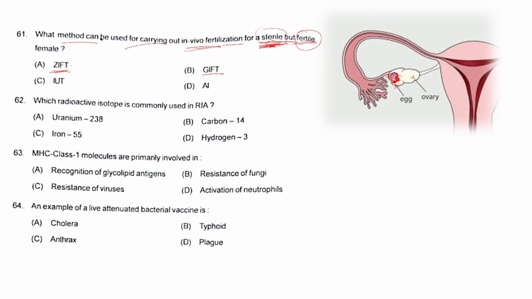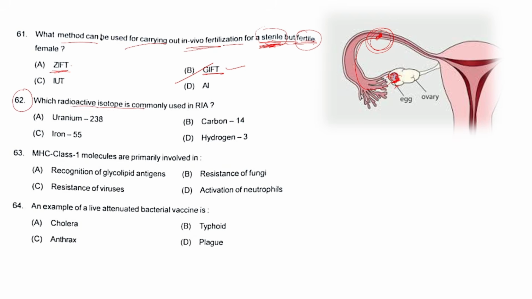Next one is gamete intrafallopian transfer. Yes, this can happen. Why? If the male sperm is transferred to the fallopian tube, it can fuse with the successfully produced egg in the fallopian tube itself. So GIFT will be the right answer. That is option B.